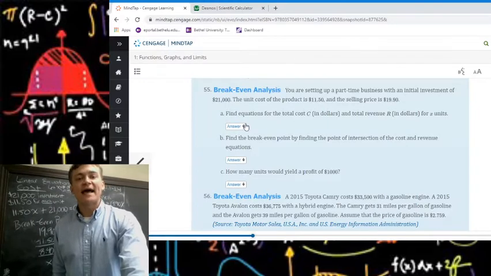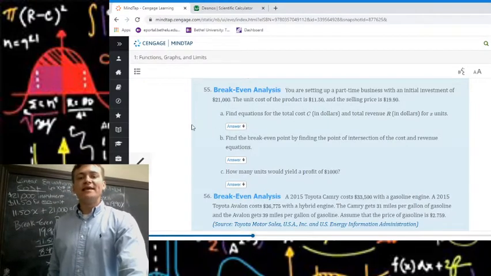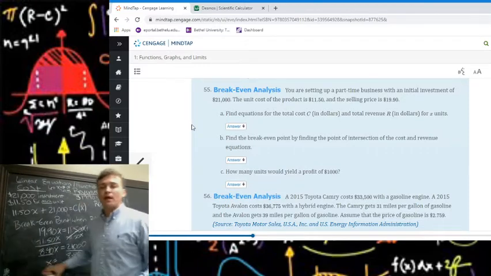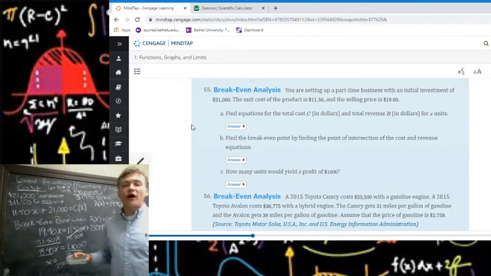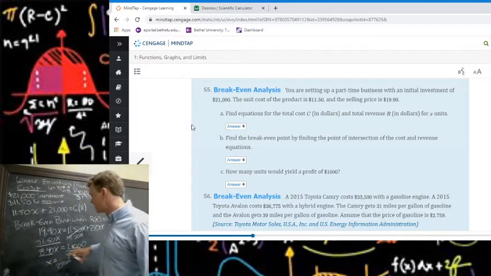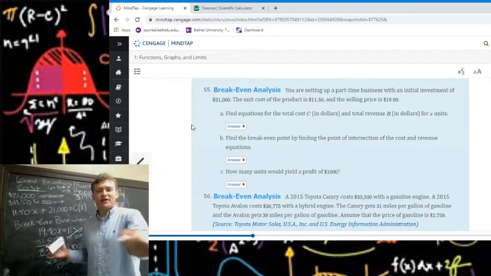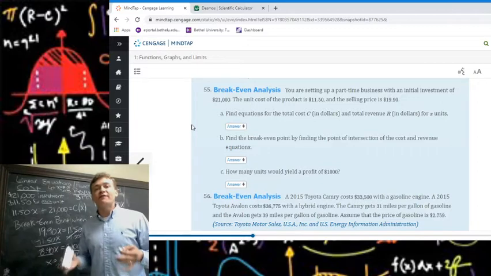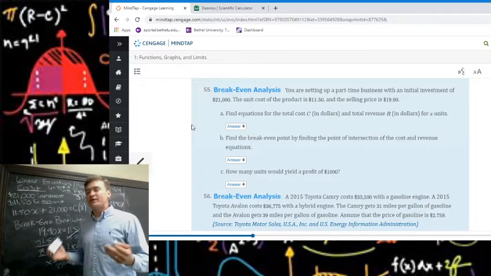Part C says how many units would yield a profit of $1,000. Now here's where it all changes, because we said here that if revenue is more than cost, we have profit. So how can you find this out? How many units would yield a profit? In order to find that out, you need a profit equation. How do we find the profit equation?